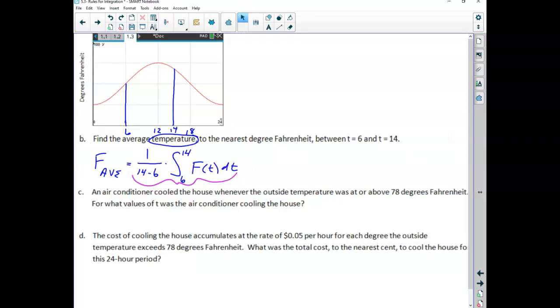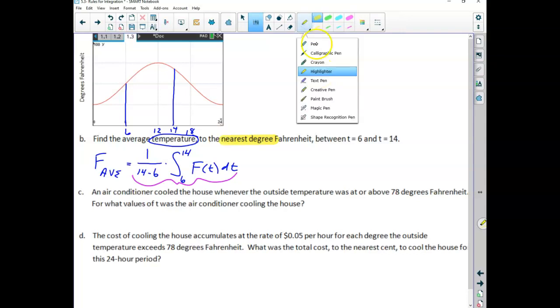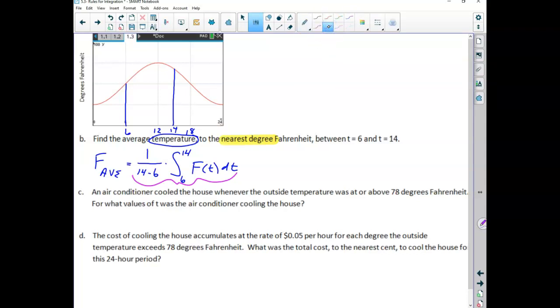87.162. However, 87.162 to the nearest degree Fahrenheit, so we're going to say this is approximately equal to, what was it? 87 degrees Fahrenheit. We just got 2 more points, one there, and my calculator did it all.